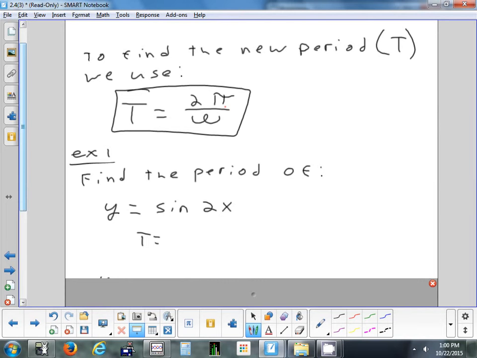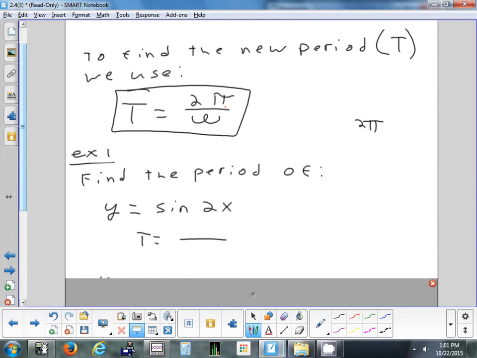Okay, first of all, just by looking at it, we have a 2. Is that going to lengthen the period? Or is that going to shorten the period? It's going to shorten it. Okay, this is the original period. I'm expecting this number to get smaller. It's going to shorten. Okay, so we should get something smaller than 2 pi when we're done.